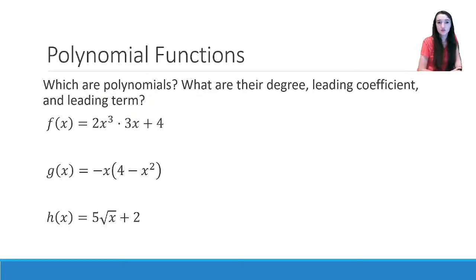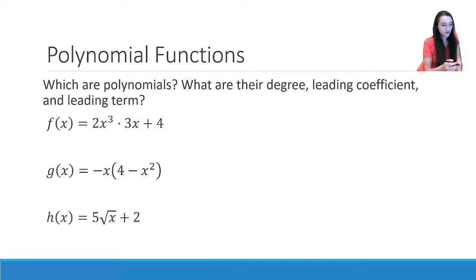So looking at some equations, which one of these are polynomials? What are their degree, leading coefficient, and leading term? Well, to figure that out, all we really have to do is make sure we're writing them in general form. That's how we'll find the degree and the leading coefficient, etc. So right now, none of them look like the general form, but we can easily multiply together 2x cubed times 3x in f of x to get it into a general form.